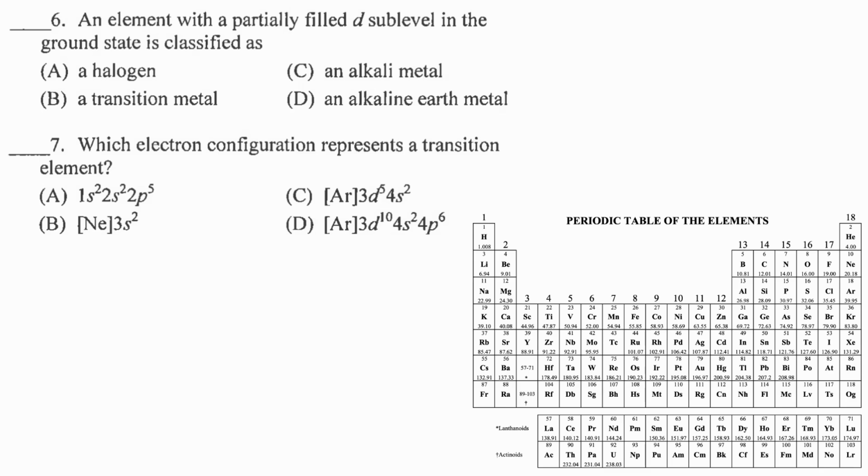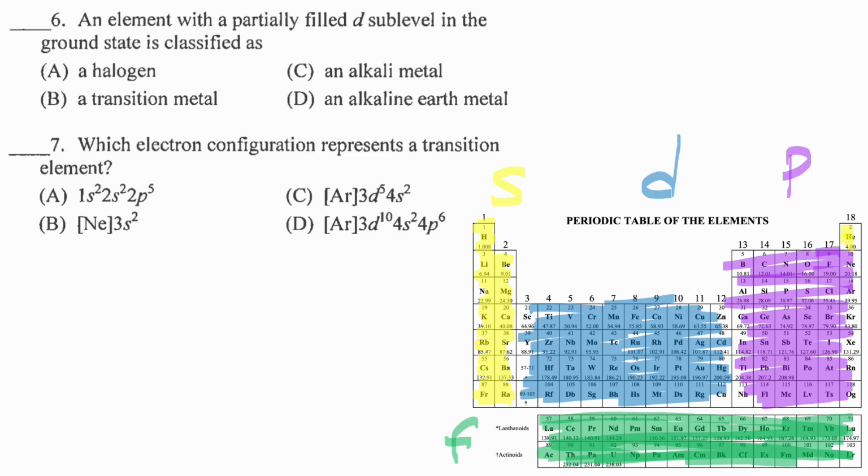So number 6 says an element with a partially filled d sublevel in the ground state is classified as. So let's go over the sublevels on your periodic table real quick. If you look at our periodic table, groups 1 and 2, as well as helium, are in the S sublevel. Groups 13 through 18 are in the P sublevel. And then we have the D sublevel, which is all of our transition metals. So transition metals would be the answer to this question.